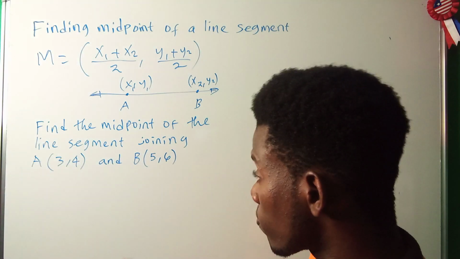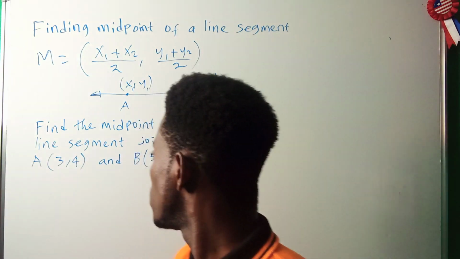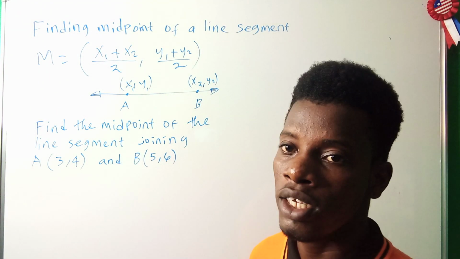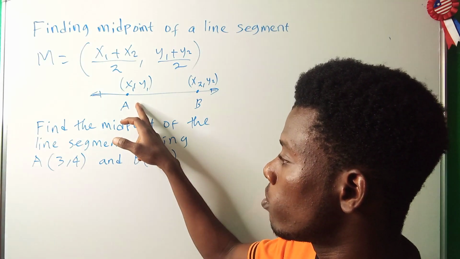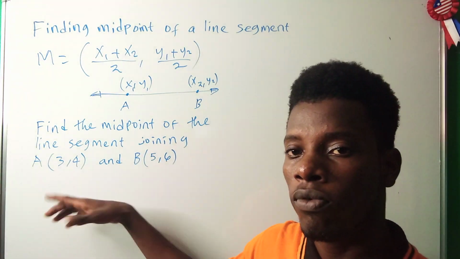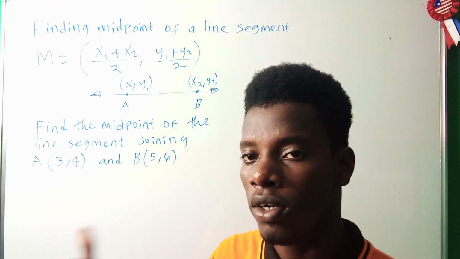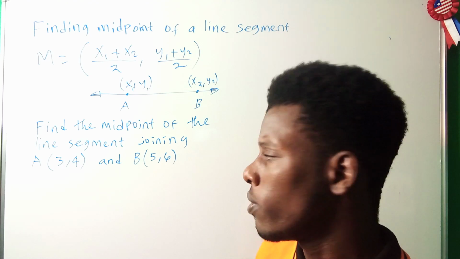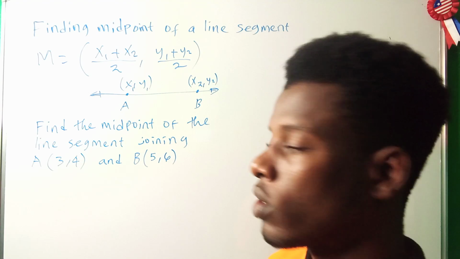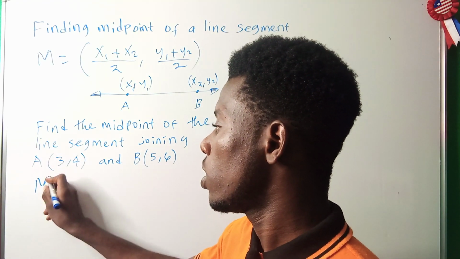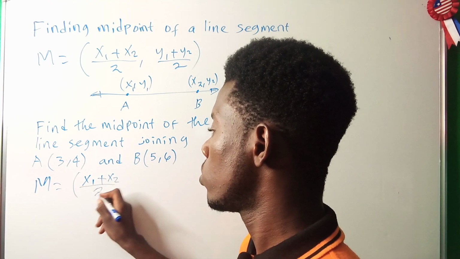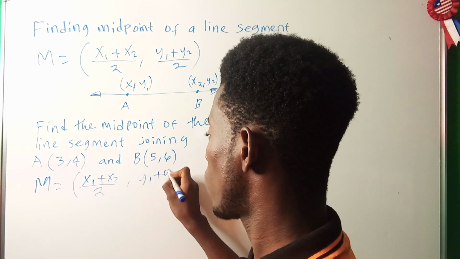So we have an example here. Find the midpoint of a line segment joining the points. We'll give you 2 points, point A and point B. Now we could visualize this in this very same form. So for point A, instead of writing x1, y1, we're going to write 3, 4 because the values have been assigned to x1 and y1, and the very same thing for point B. So let's go right ahead and find the solution. The formula is M is equal to (x1 plus x2 over 2, y1 plus y2 over 2).